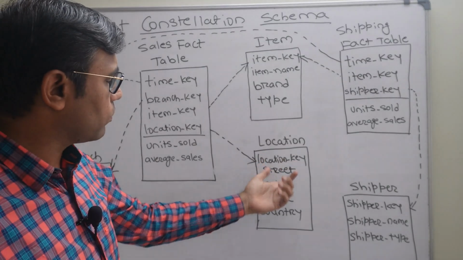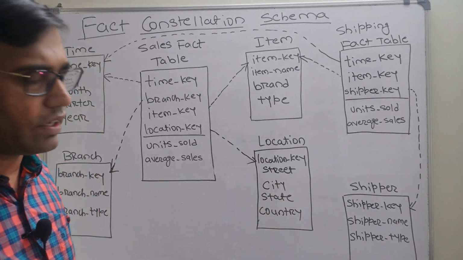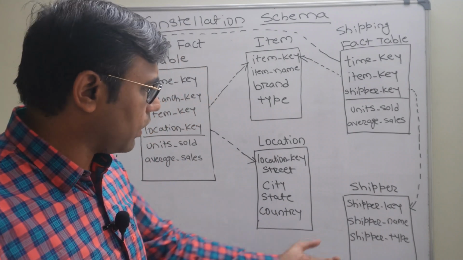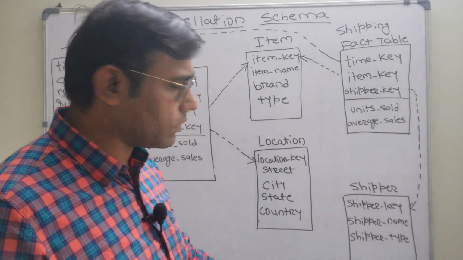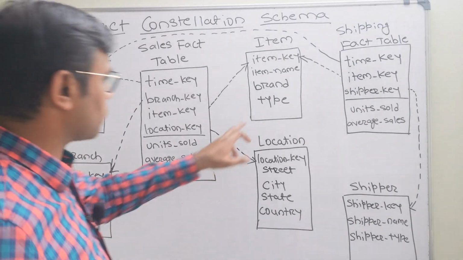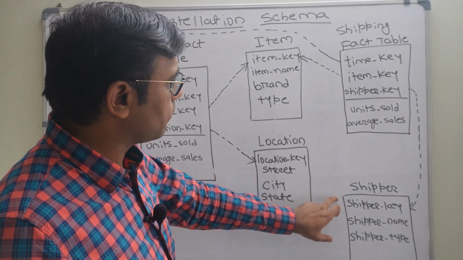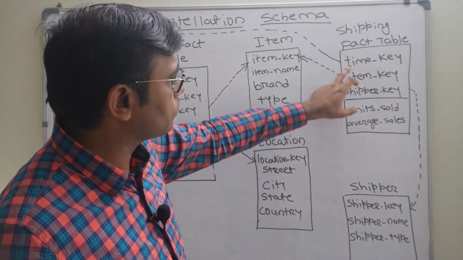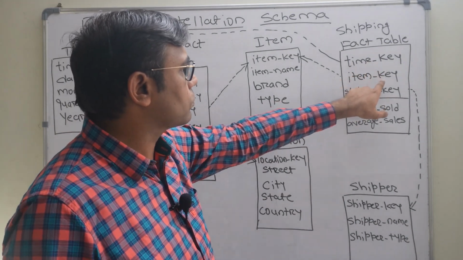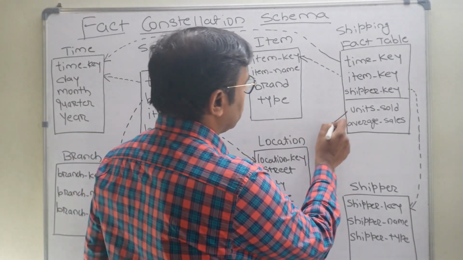Then the location table has location_key as the primary key, and street, city, state and country as the attributes. And then shipper_key is the primary key, while shipper_name and shipper_type are the attributes. Now the item, time and shipper dimension tables are connected to the shipping fact table. So the entries of those tables are here: time_key, item_key, shipper_key. And these are called measures.